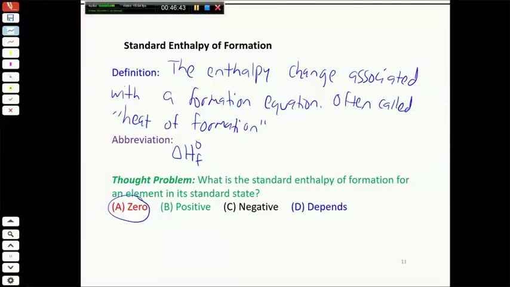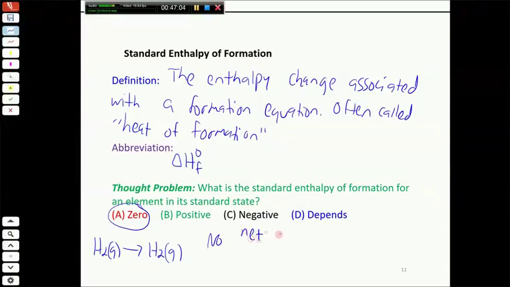Think about this for a second. If we form an element, remember, a formation equation has, let's say we're going to form hydrogen, and we're forming hydrogen from the elements in their standard states. We would form hydrogen from hydrogen. There's no net reaction taking place here when an element forms from itself. So that means the enthalpy change has to be 0.